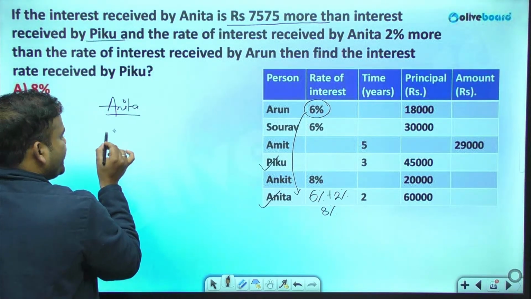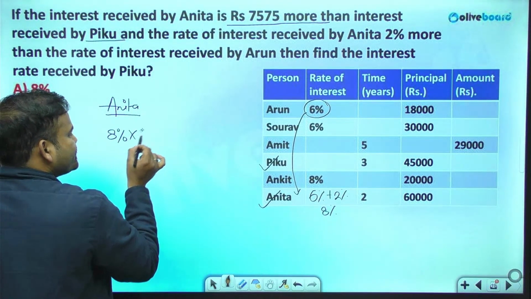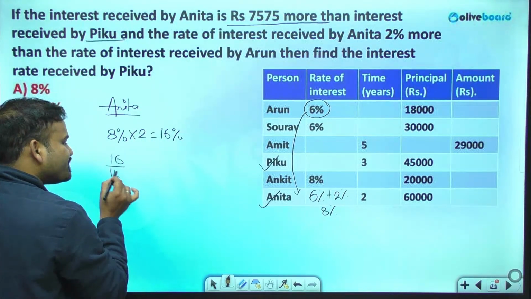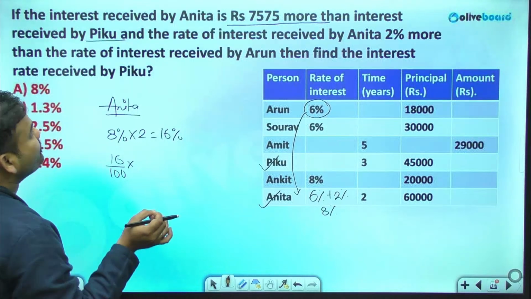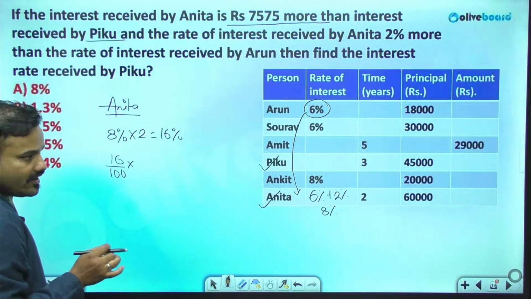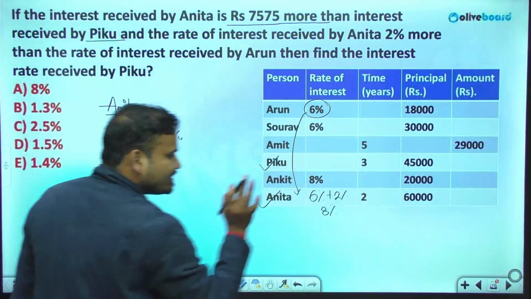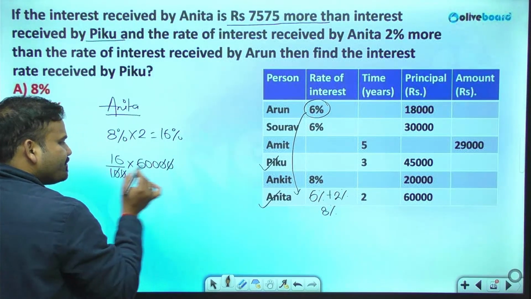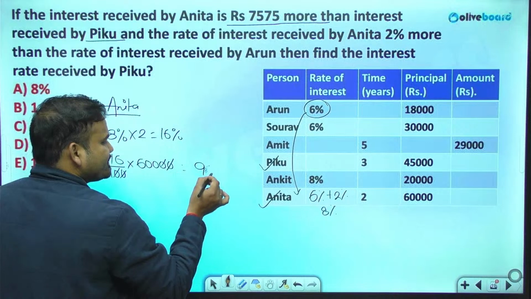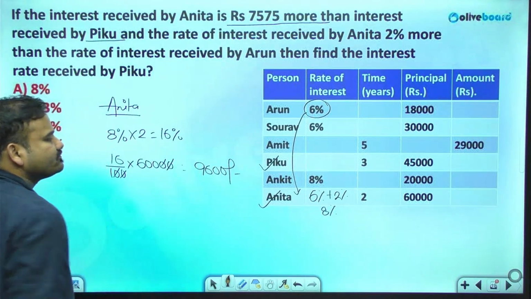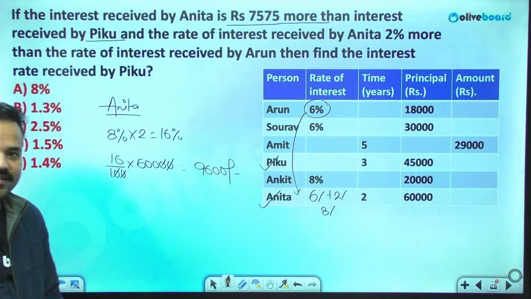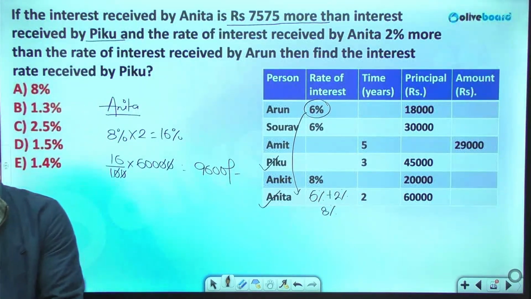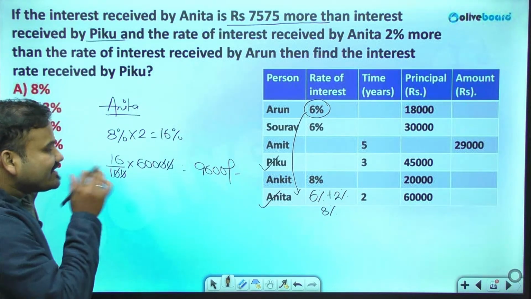Anita is getting what? 8% for 2 years. That is 16% interest. 16% of what? 16% of the deposited sum. Is it a compound? No, it is simple. Anita has deposited 60,000. So 60,000, 16% will be 16 times of 6 is 96, 9600. So this is the amount of interest which Anita is getting. Hey Anita, तुम्हें कितना मिल रहा है भाई? तुम्हें मिल रहा है 9600.